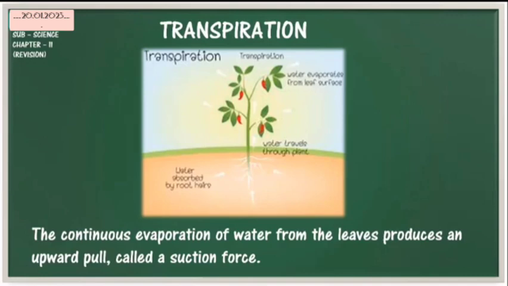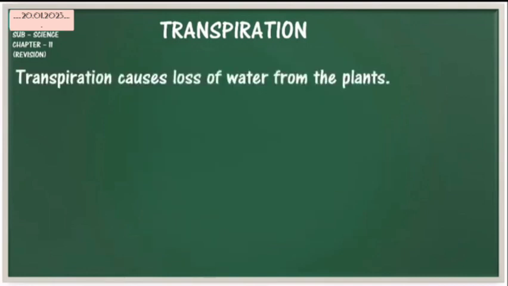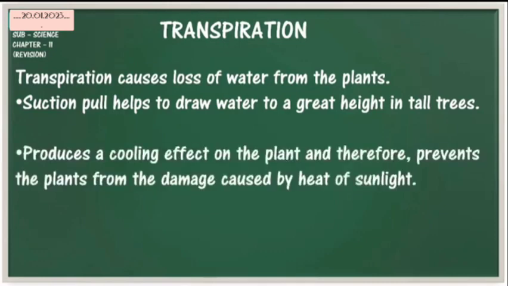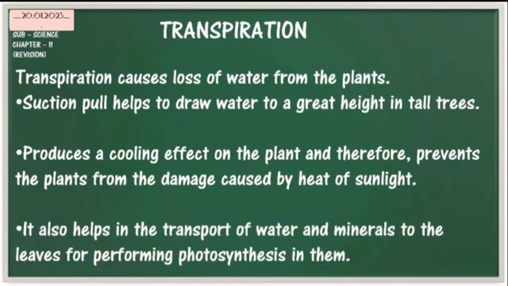Though transpiration causes loss of water from the plants, still it is a necessary process for plants due to the following reasons. First, the suction pull caused due to the evaporation of water helps to draw water to a great height in tall trees. Second, it produces a cooling effect on the plant and therefore prevents the plant from the damage caused by the heat of sunlight. And third, it also helps in the transport of water and minerals to the leaves for performing photosynthesis in them.